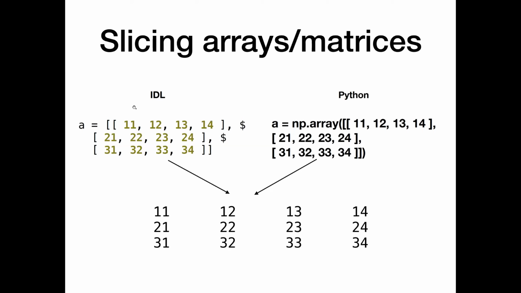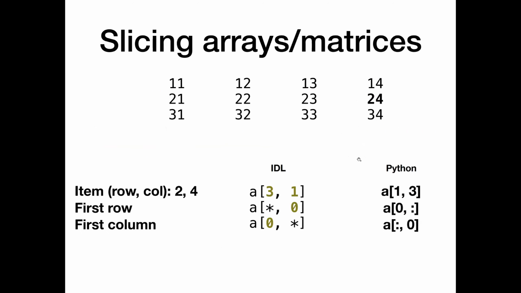And to create the same array in Python, you do np.array. We're going to use this on the next slide. So that same matrix is up here on the top. If you want to access item 2, 4, that's row 2, column 4. So that would be this 2, 4 that's bold right here.